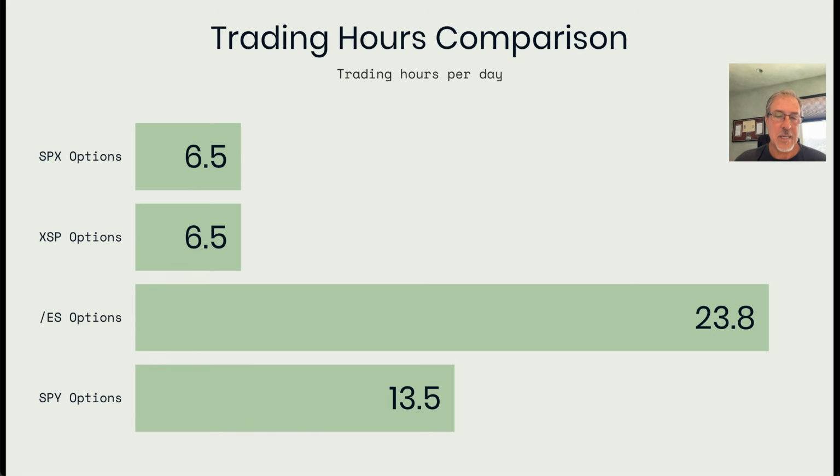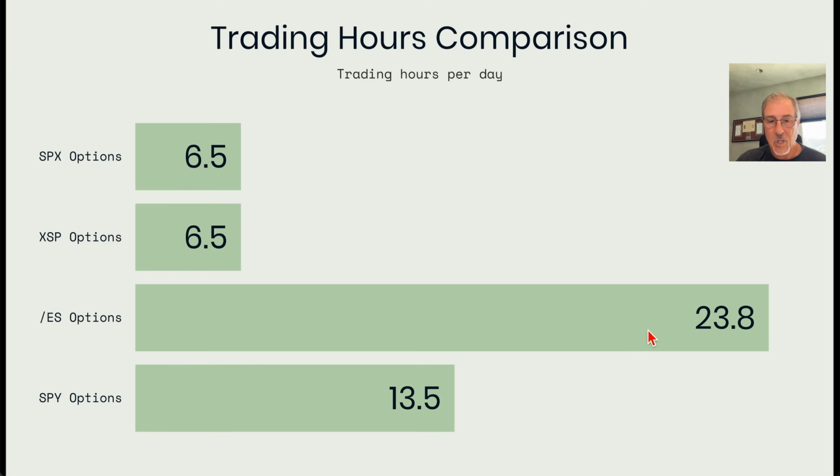How many hours a day can I trade these different products? The SPX, its normal trading day is about 6.5 hours. The XSP, 6.5 hours. The ES options pretty much trade round the clock. The market closes for a little under an hour to do what's called settling each day. But short of that, the market is pretty much open round the clock with the exception of Sundays.